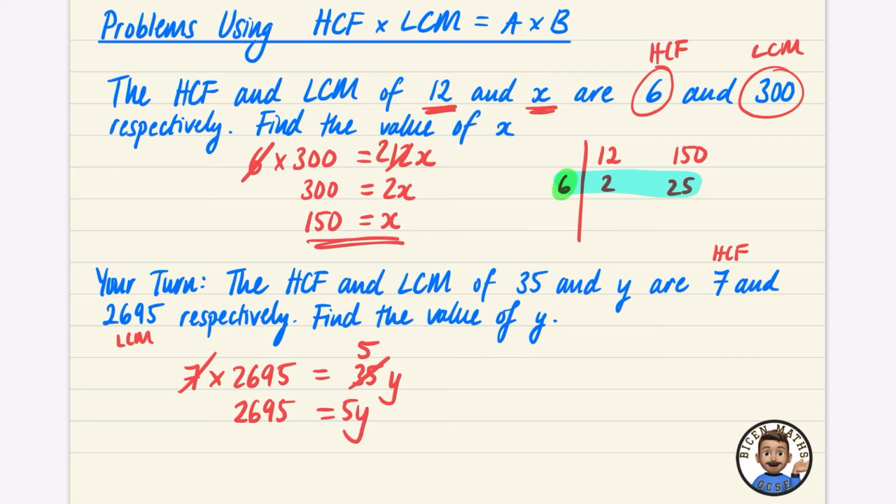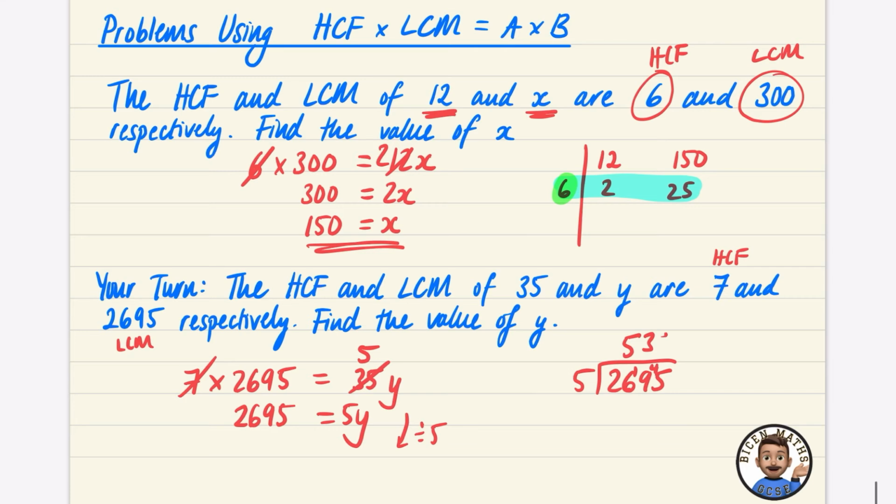So all I need to do now is divide by 5. 2,695. 5 goes into 26, 5 times remainder 1. 5 goes into 19, 3 times remainder 4. And 5 goes into 45, 9 times. So that looks like y is going to be 539. Let's just double check that that works.